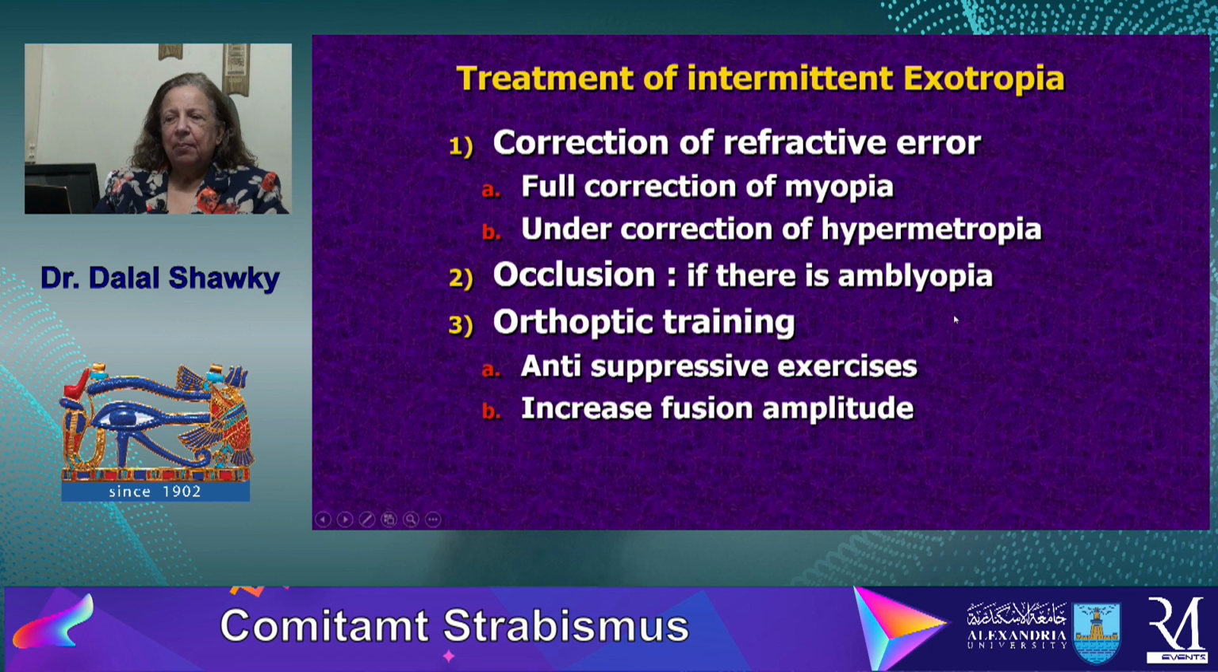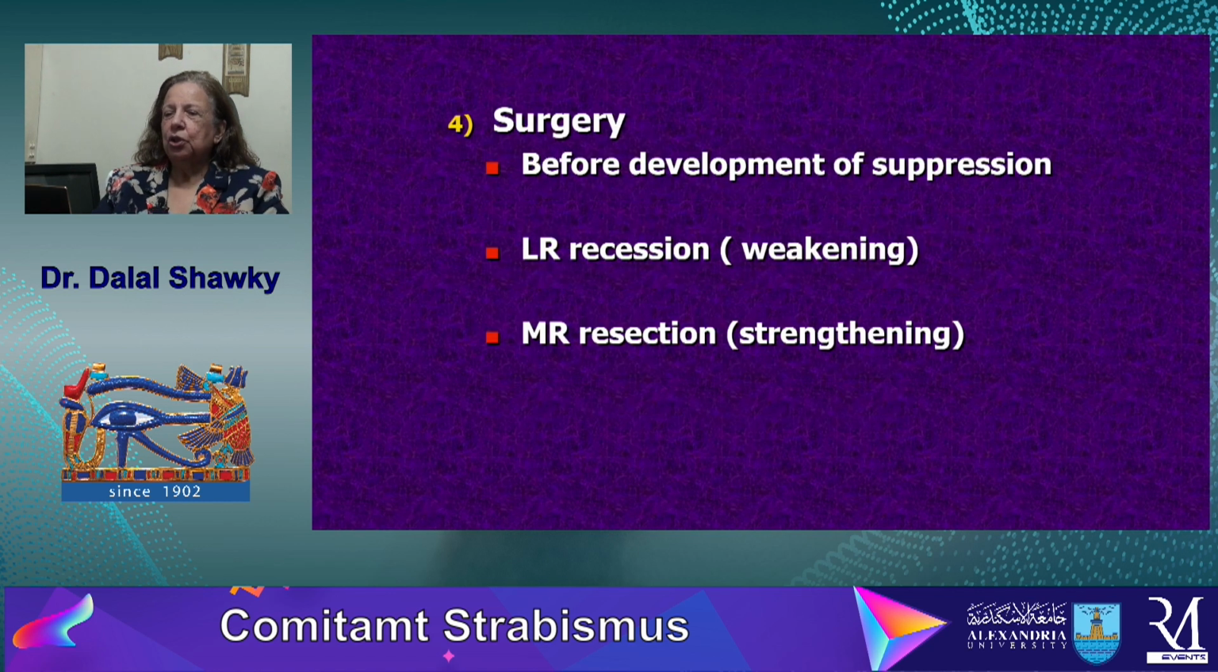Occlusion: if there is amblyopia, we do occlusion of the normal eye to cure the amblyopia. Orthoptic training by the synoptophore and by other tests and methods of exercising, anti-suppression exercises, and to increase the fusion amplitude. Surgery: we always have to correct before the development of suppression. We do weakening of the lateral rectus by recession or strengthening of the medial rectus by resection.